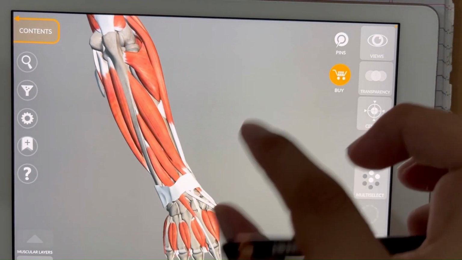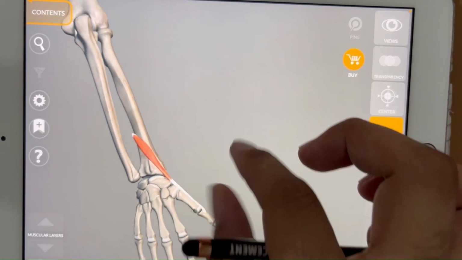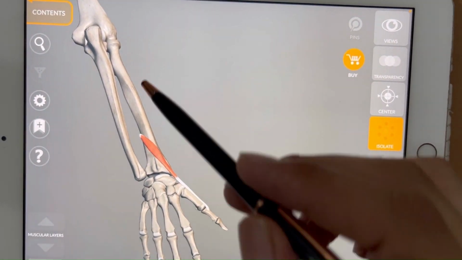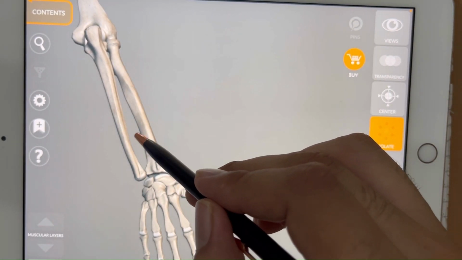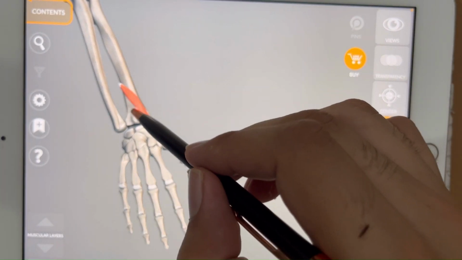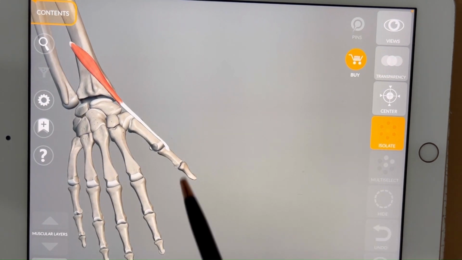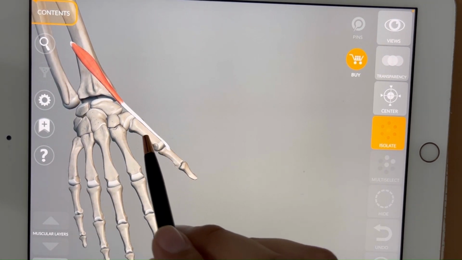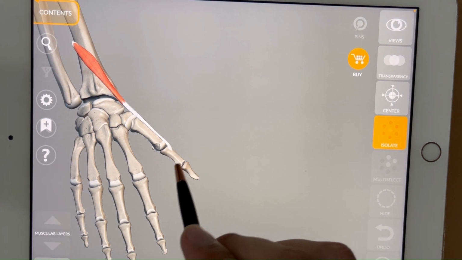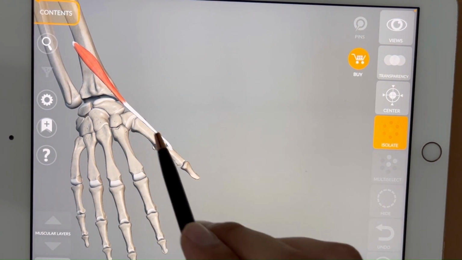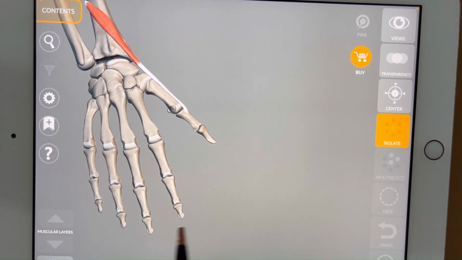brevis muscle. So student, the extensor pollicis brevis muscle originates from the posterior surface of the radius bone. This is the radius bone. Student, this muscle runs inferiorly and inserts into the proximal phalanx of the thumb. This is the thumb and this is the first metacarpal bone. This is the proximal phalanx and this is the distal phalanx. Student, the thumb has only 2 phalanges while the rest of the fingers have 3 phalanges.